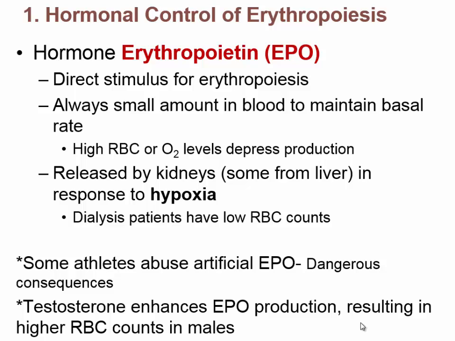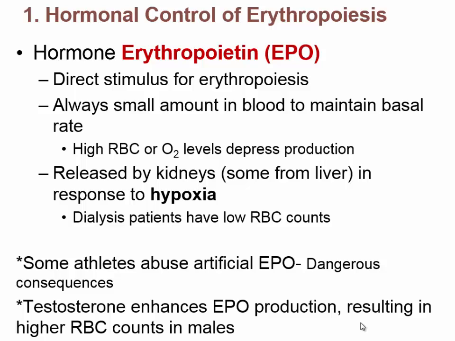Now, erythropoietin is made in the kidneys. Some comes from the liver, but it's mostly made in the kidneys. What is the kidney's normal job? It's to get rid of waste products, make urine, it filters the blood. However, although it does filter some blood and get rid of waste, it makes a hormone that helps with the making of red blood cells. So when we do the urinary system, you'll see this come up again. And it does that in response to hypoxia.